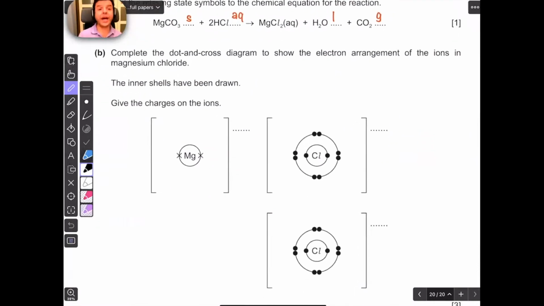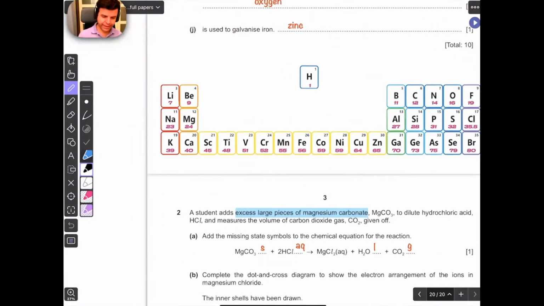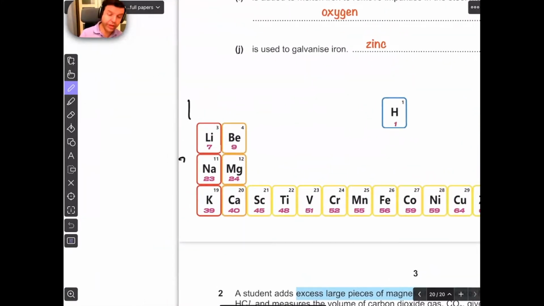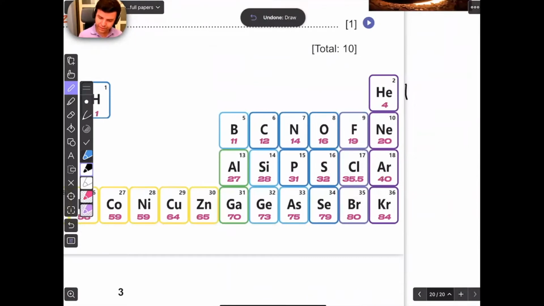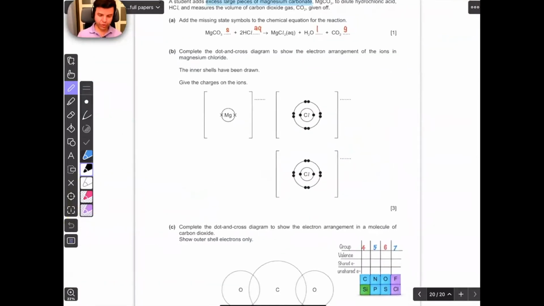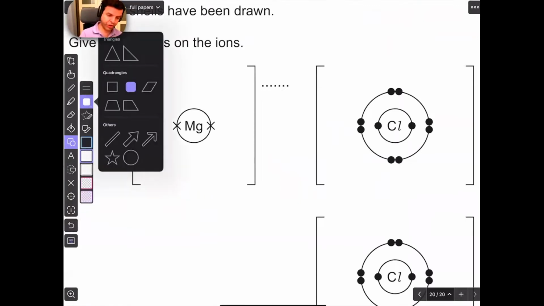Over here, look what they asked me to do. They want me to show the ionic bonding in magnesium chloride. So what am I supposed to do? I have to take a look at the periodic table. And as you can see, magnesium belongs to period 3. Since it belongs to period 3, you would expect it to have 3 shells of electrons. The other element I have here is chlorine. It's in period 3, group 7. Therefore, it should have 3 shells and 7 valence electrons.